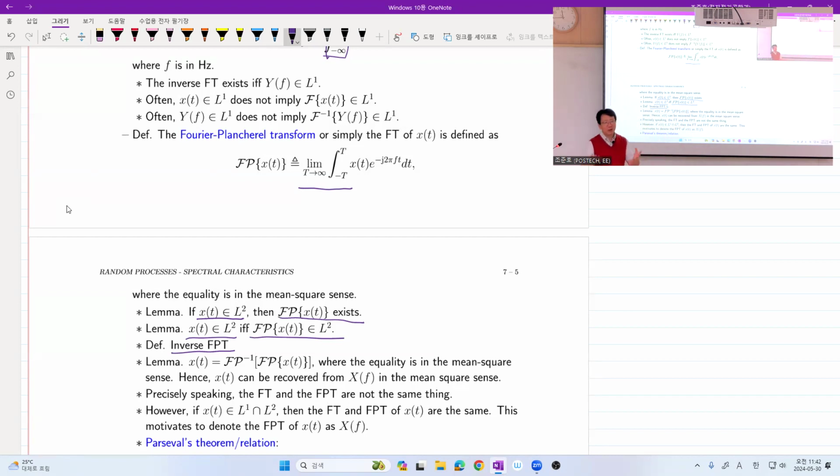Fourier transform is already a headache to most of the students, but they do not want to say that, okay, this is important, but only for L1. What is L1? And something like that. So they don't say. But I hope you know this. Got it? So I will also just say Fourier transform, even though I'm doing the Fourier-Plancherel transform.